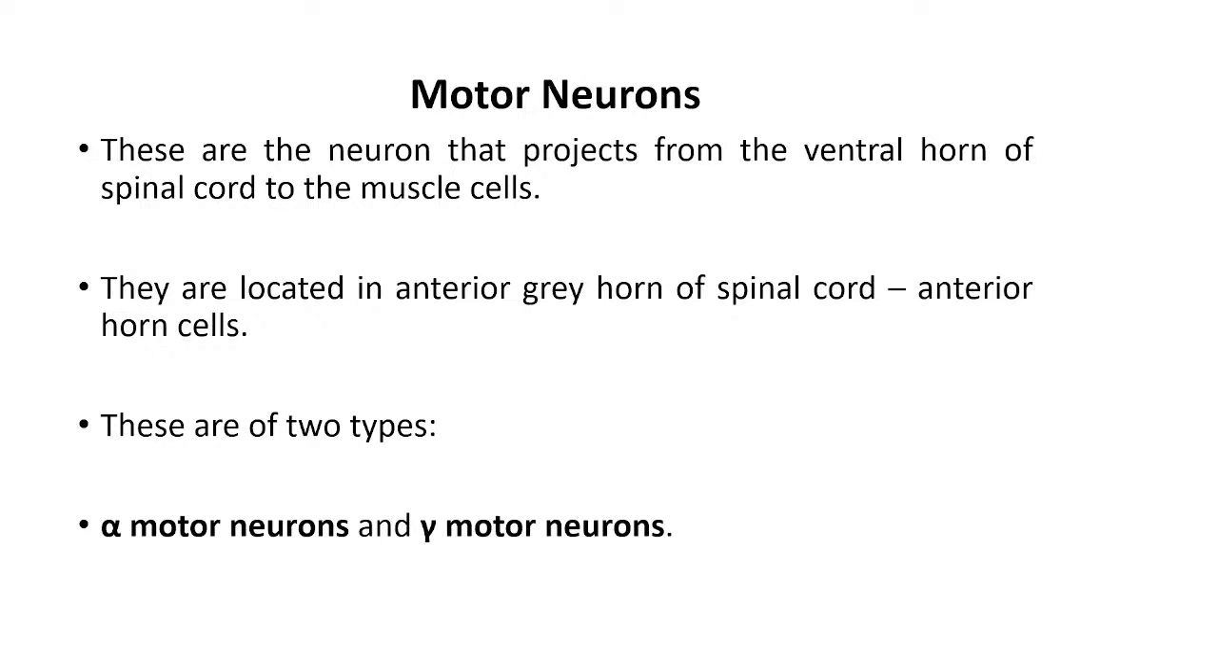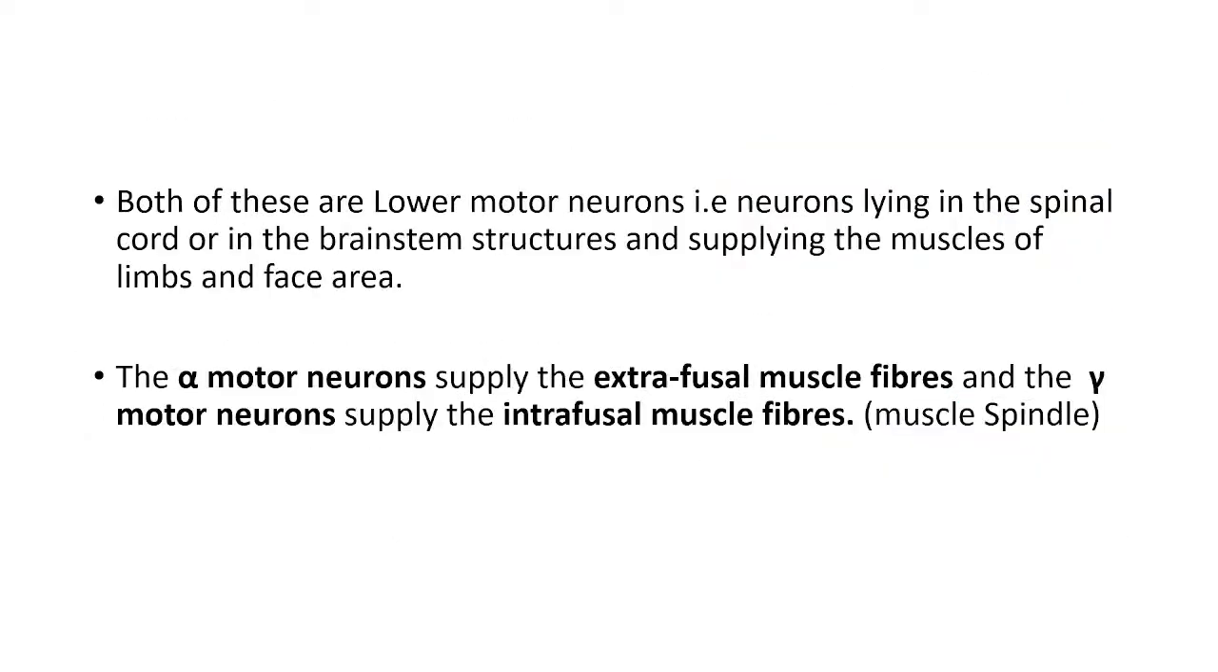Alpha motor neurons and gamma motor neurons are simply motor neurons present in the anterior gray horn. Both of these are lower motor neurons. Why lower motor neuron? Because, as written over there, they are neurons lying in the spinal cord or brainstem supplying the muscles of limbs and face area. So why are they called lower motor neurons? Because they lie at a level lower than the brain, and they are supplying the muscles directly.